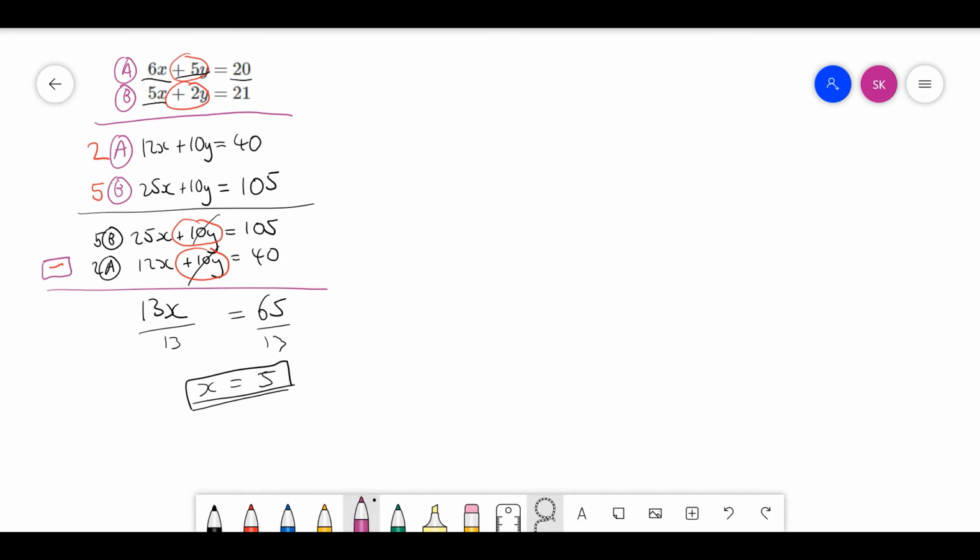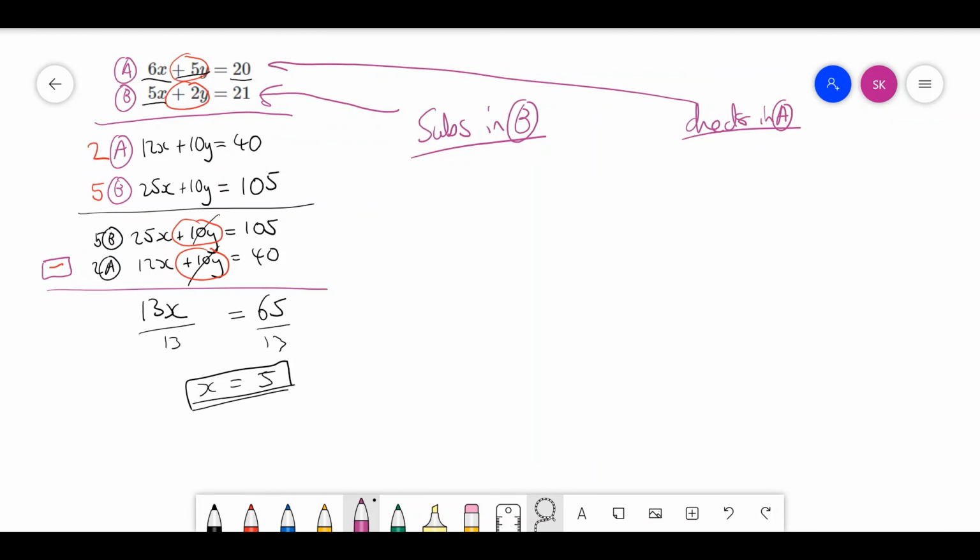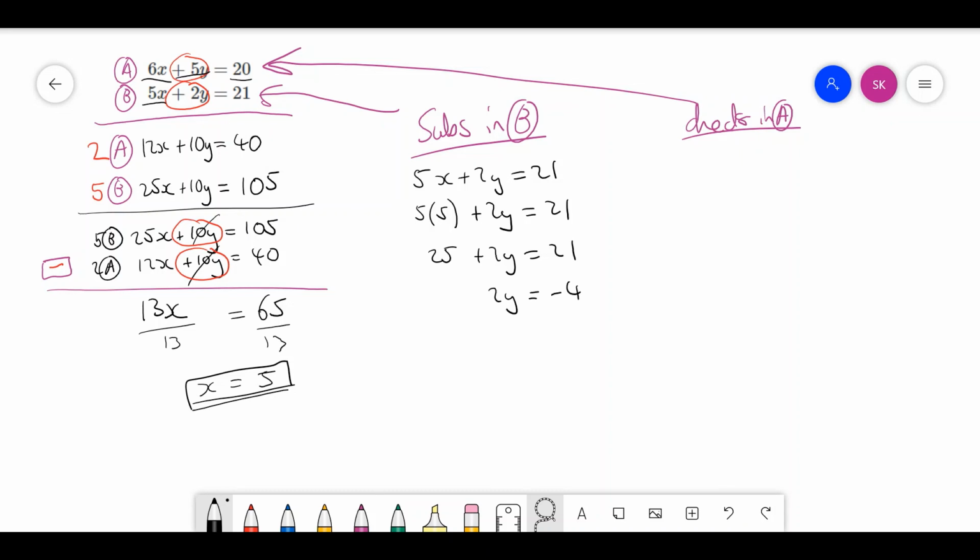As always, the next step is to substitute in one of them. I'm going to substitute into the original B over here. But if I substitute in B, I check in A. Make sure you're checking the original A over here. So 5x plus 2y equals 21. 5 bracket 5 plus 2y equals 21. 25 plus 2y equals 21. 2y equals negative 4 if I take away 25 from both sides, which means y equals negative 2. And that's my other solution.